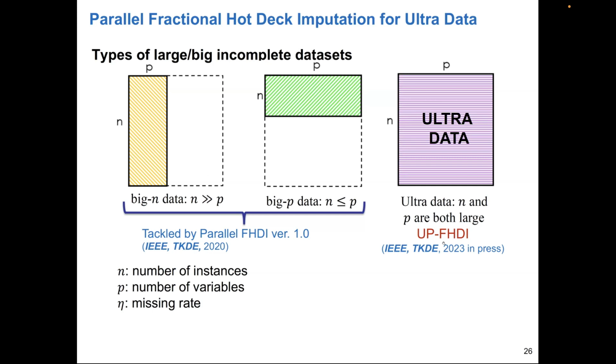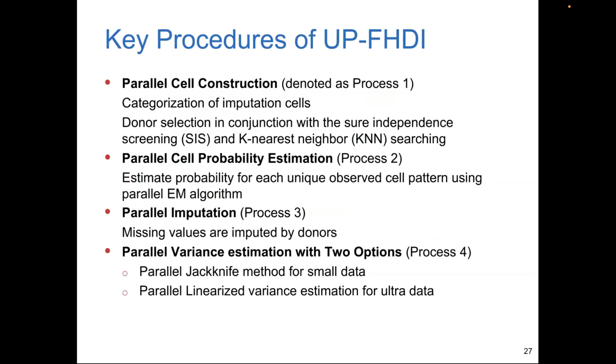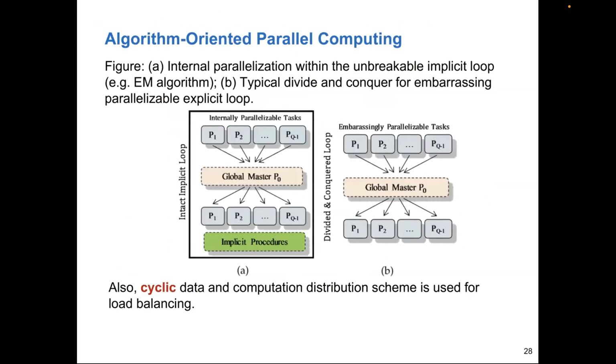It's accepted now and will be published soon, in 2023. It's open source, so you can use it. These are the 4 key steps of UPFHDI, which I will briefly mention: parallel cell construction, which is about categorization, parallel EM algorithm, parallel imputation, and then parallel variance estimation. I will talk about that later.